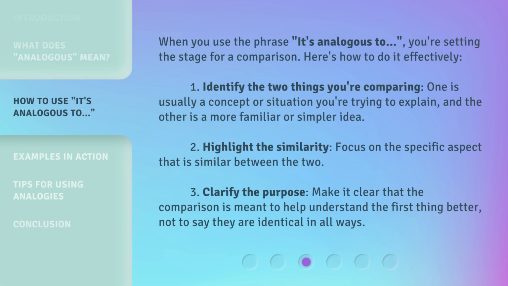When you use the phrase, "it's analogous to," you're setting the stage for a comparison. Here's how to do it effectively. 1. Identify the two things you're comparing. One is usually a concept or situation you're trying to explain, and the other is a more familiar or simpler idea. 2. Highlight the similarity. Focus on the specific aspect that is similar between the two. 3. Clarify the purpose. Make it clear that the comparison is meant to help understand the first thing better, not to say they are identical in all ways.